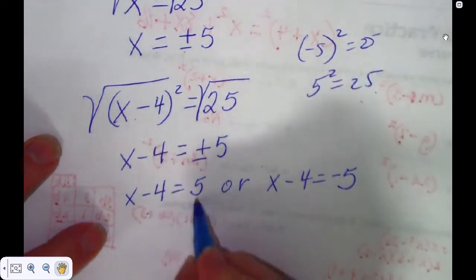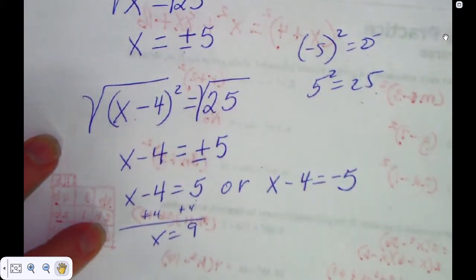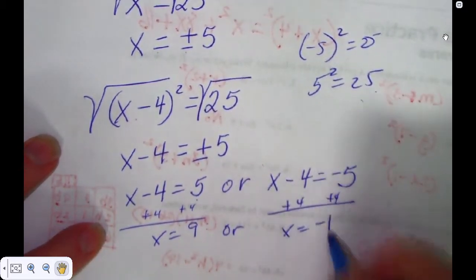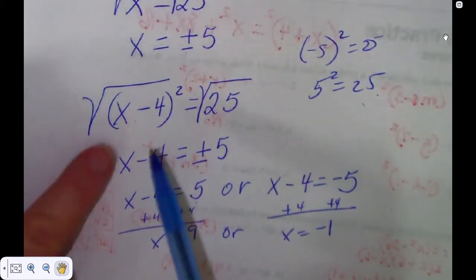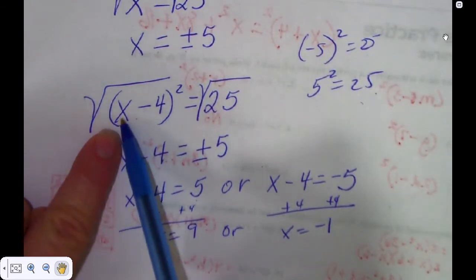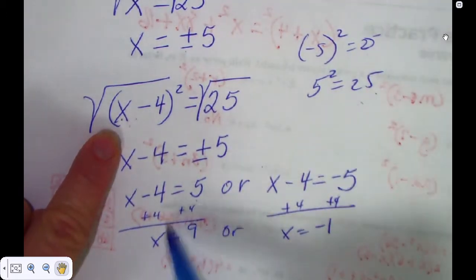You're going to add 4. So x equals 9. Or you're going to add 4, x equals negative 1. So let's go put those two numbers in the original problem. So get your calculator. Do the parentheses. It's going to sound silly, but in a minute it'll be harder and it'll make more sense.